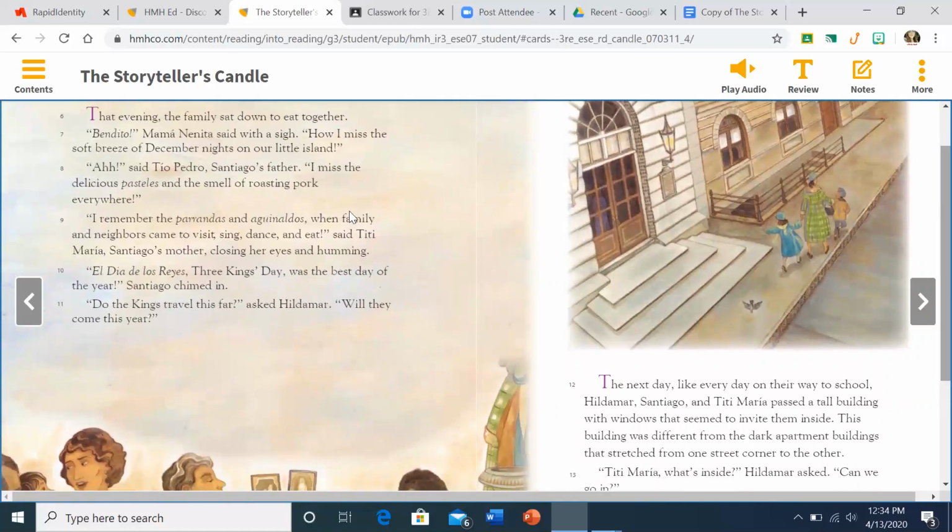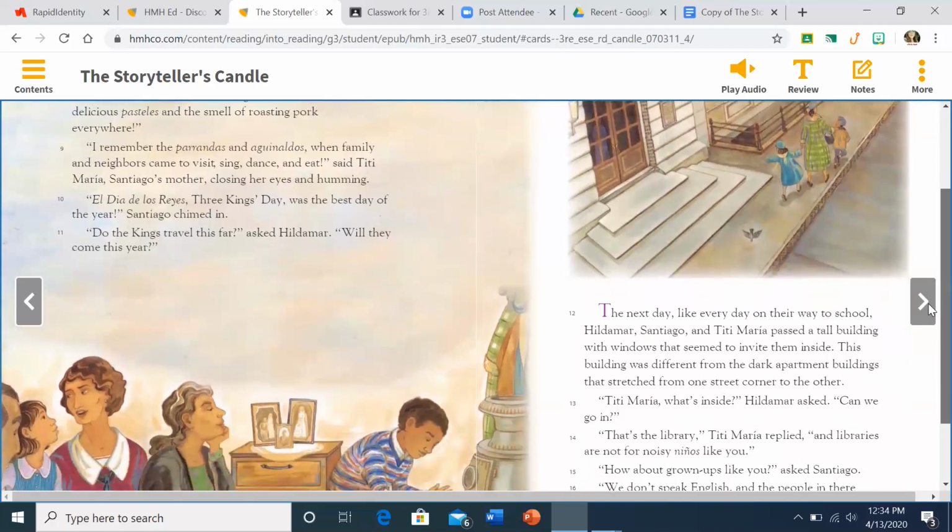I see some Spanish words that are in italics. Remember, we saw that in another one. I can't remember the name of the book, but we saw that in another book that we read where all of the Spanish words, or the words in a different language, were italicized, making them stand out a little bit more so you would know that they were in a different language.